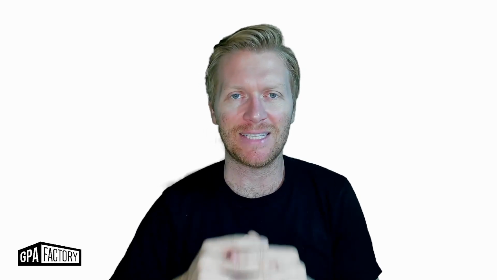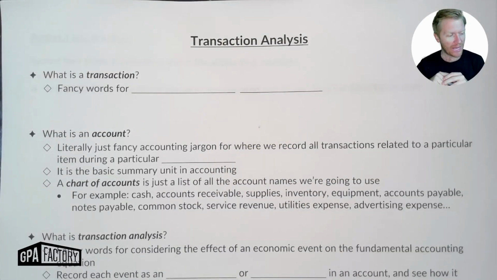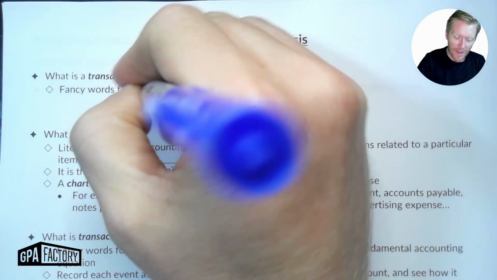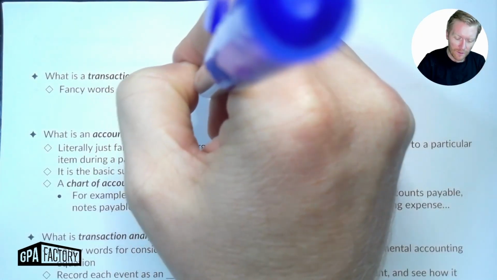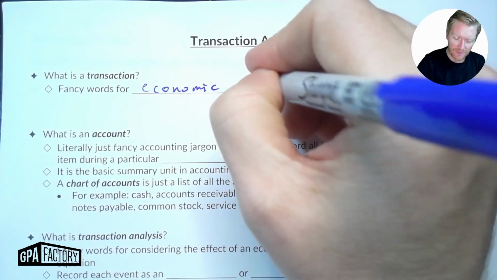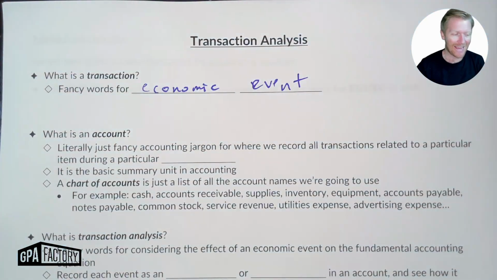Welcome to one of the most important concepts in all of financial accounting, because this is when we start to actually keep track of what happens for the company. When we say stuff that happens, let me be a little bit more precise, but not too fancy. We're going to use this word transaction, a fancy word for economic or financial event. So it's really just an economic event.